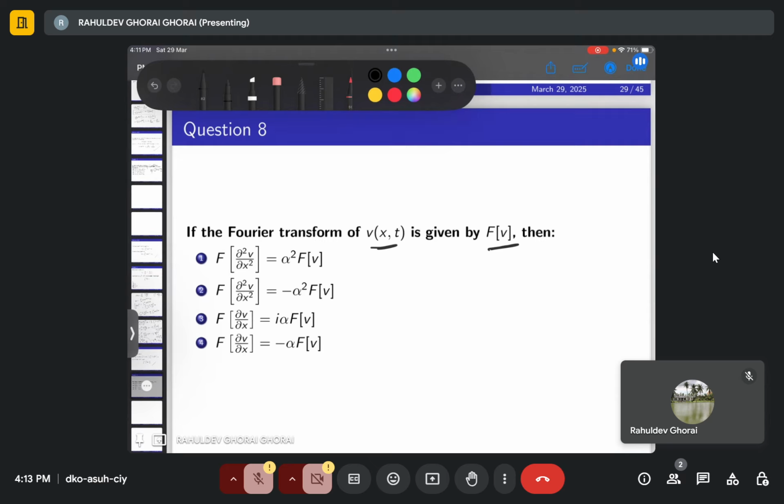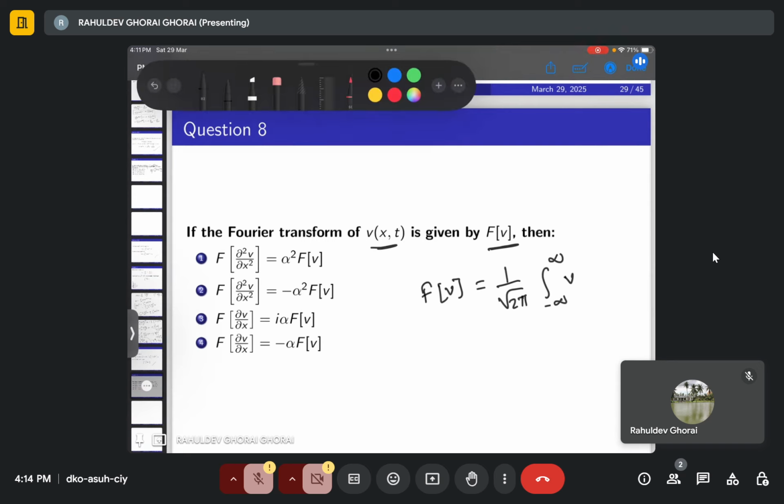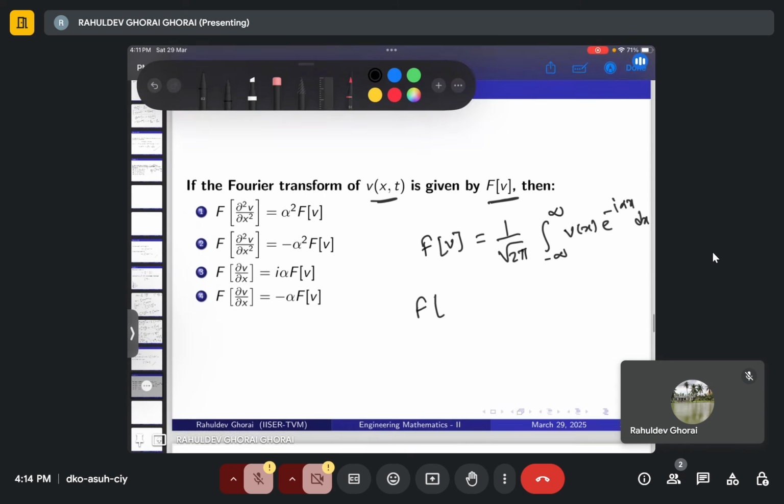Okay, so for that, what do you know about f of v? F of v is given by 1 over square root of 2 pi, integral from minus infinity to infinity of v(x) e to the power minus I alpha x dx. Here v(x), treat it as a function of x itself, so that's not an issue. So what will then be del v del x?